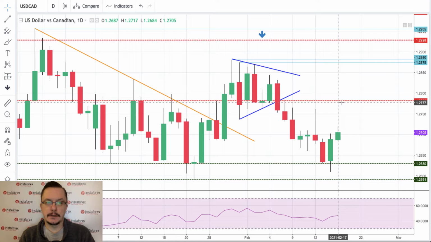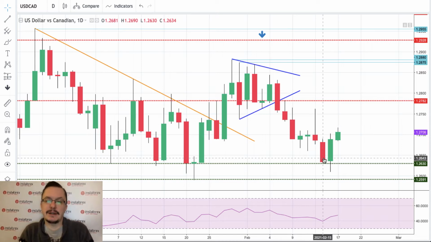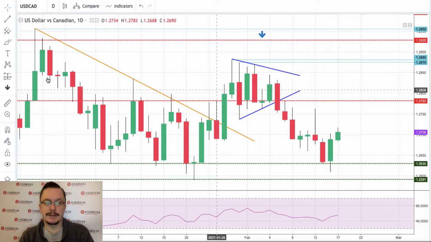Maybe the better than expected data will trigger some kind of a move up on this pair. We will see how about that. But generally, there is no real trend on the Canadian dollar market. As you can see, we broke above this trend line, then we have some kind of a triangle, but we didn't continue up, we went down. So this is a trendless market since the beginning of 2021. Basically, this is a trendless market.